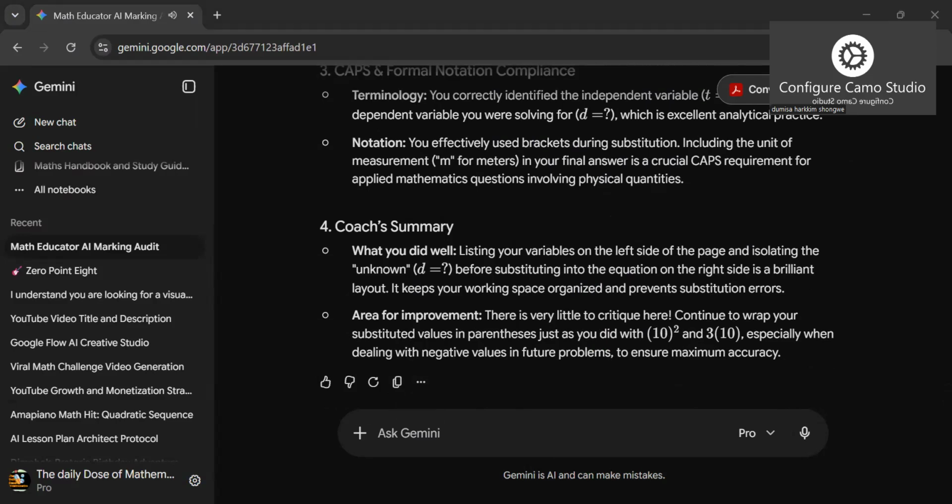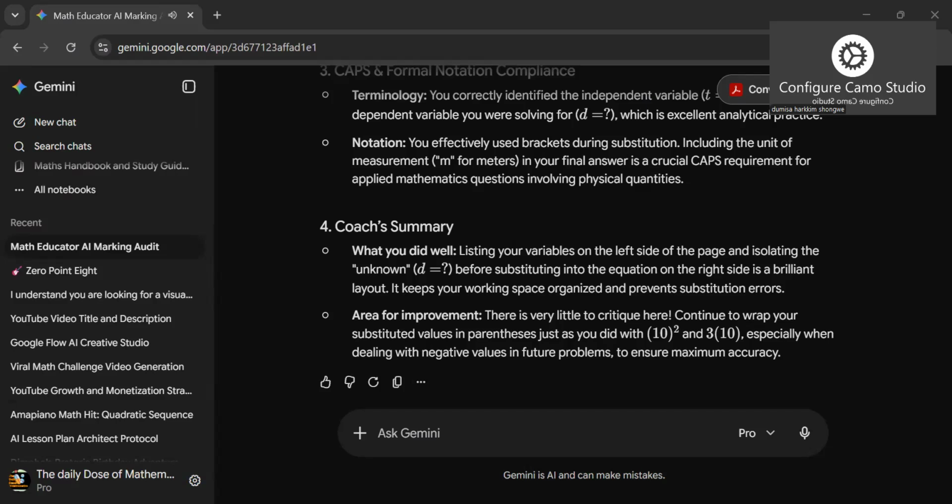1. Marking breakdown. Step: working shown. Mark allocation and justification: formula setup and substitution. D equals T squared plus 3T; D equals 10 squared plus 3(10). Checkmark A. Standard processing applied. Initial logic and correct substitution of T equals 10 into the established quadratic model are validated. Final answer: 130 m. Checkmark CA. Consistent accuracy mark awarded for flawless arithmetic evaluation and inclusion of units.